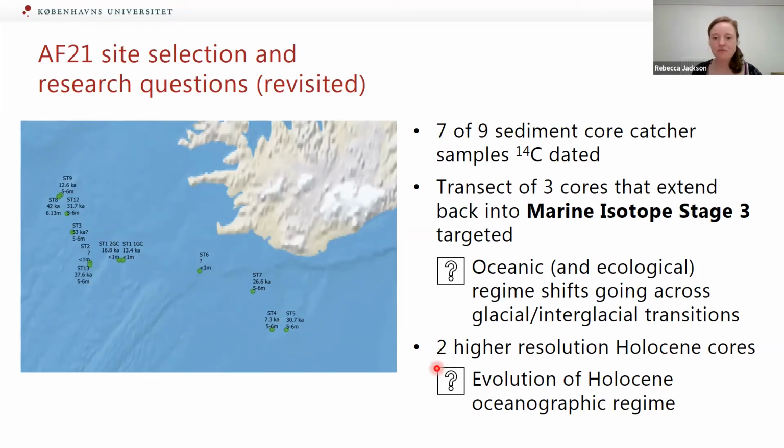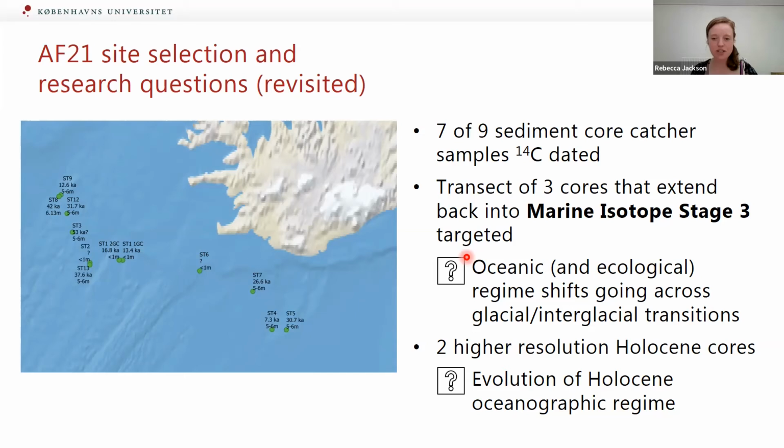And so this transect of cores is really nice to try and track. We have a lot of quick changes since marine isotope stage 3, for example, going into a last glacial maximum, so an extreme cold period, and back into an interglacial. So with the transect of those 3 cores, we hope to track these changes in the oceanography and the ecology across glacial interglacial transitions.